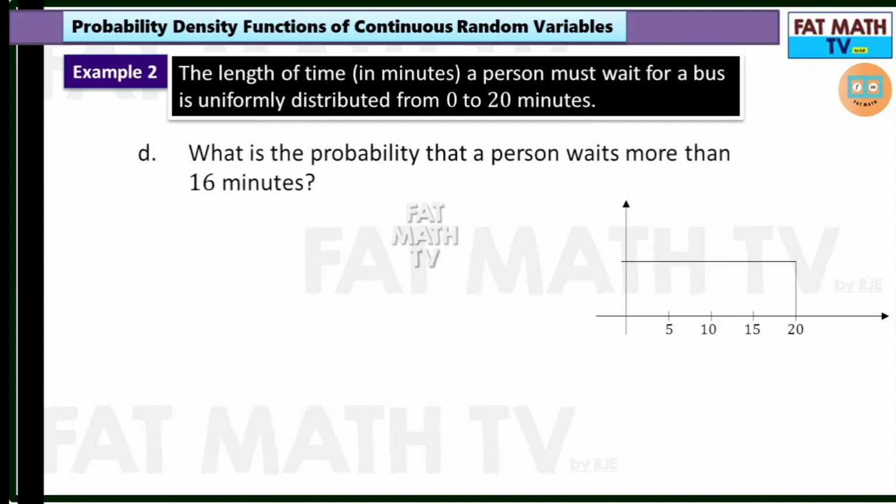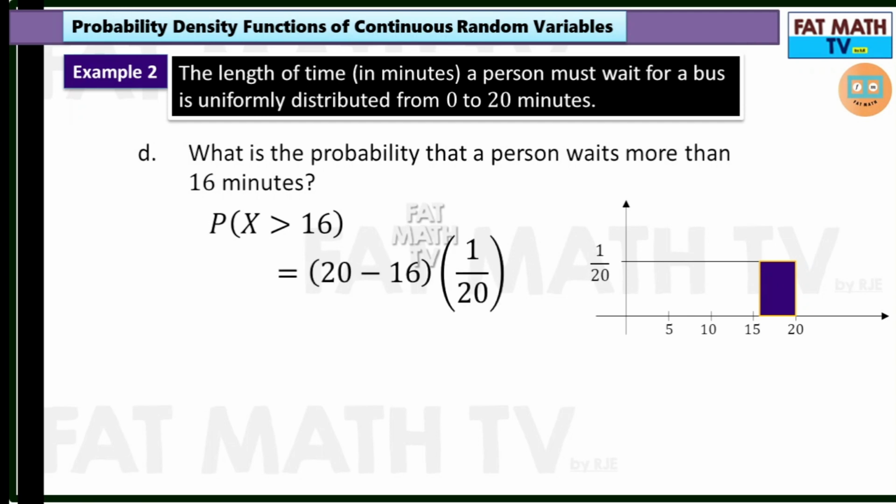Letter D, probability that a person waits more than 16 minutes. So that rectangle base is from 16 to 20. So that's 4 units. 4 out of 20, that's 1/5.